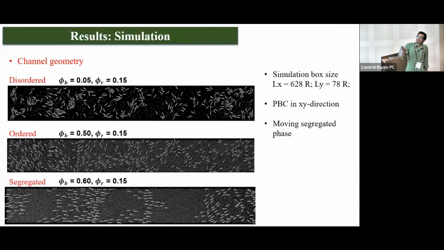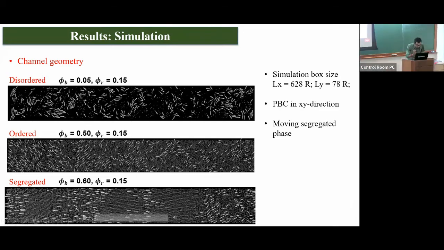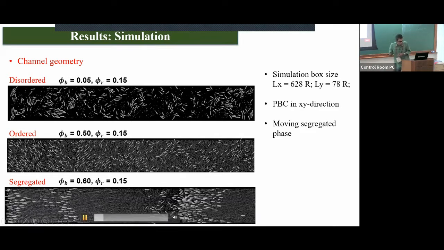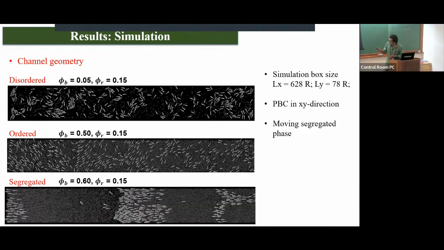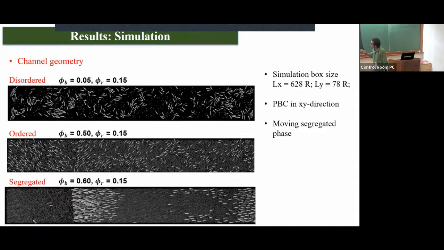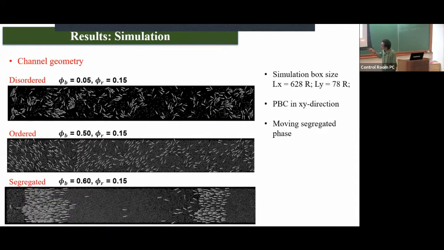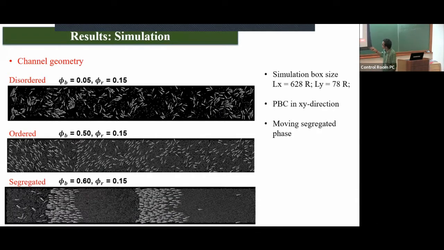In the simulation done in channel geometry, we observed from disordered state to ordered state to segregated phase, and you see this moving segregated phase where the steady state is the band of segregated rods.